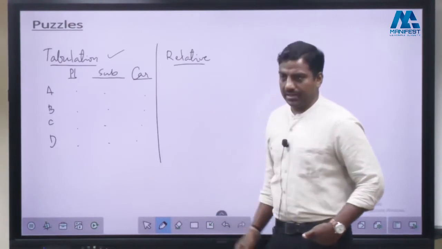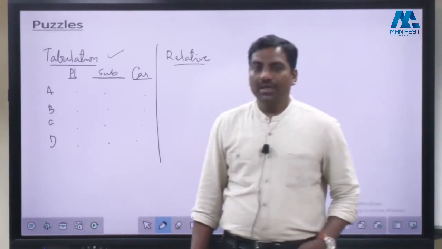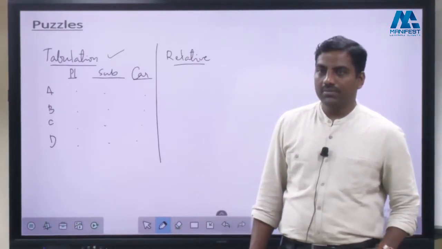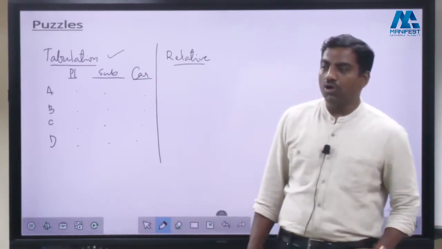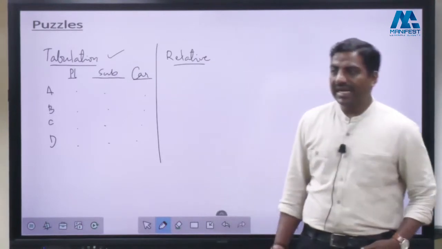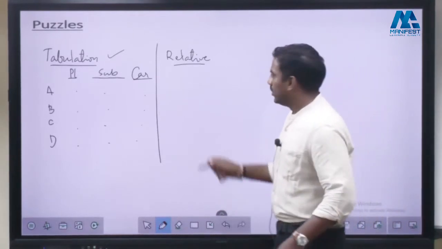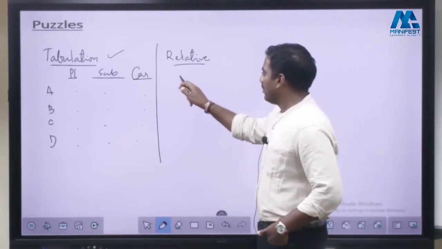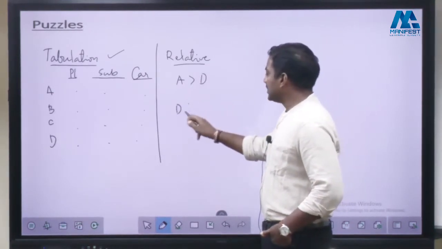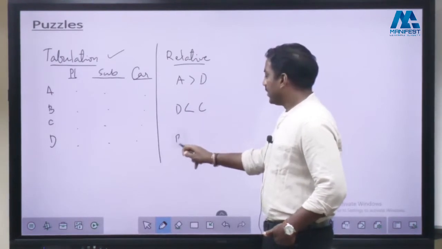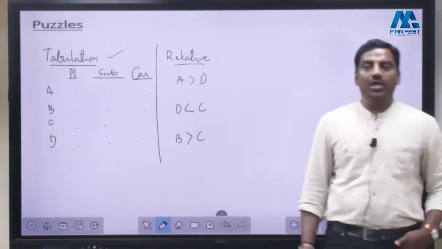Relative means you are comparing one to another. Maybe A is heavier than B. A is taller than C. Or A is sharper than C. Or A has scored more marks than D. Like that, they will try to relate. So in such cases, what do you do? You will try to create the relation, maybe like A is greater than D, or D is smaller than C, or B greater than C. Like this, you will construct with respect to ascending order or descending order.